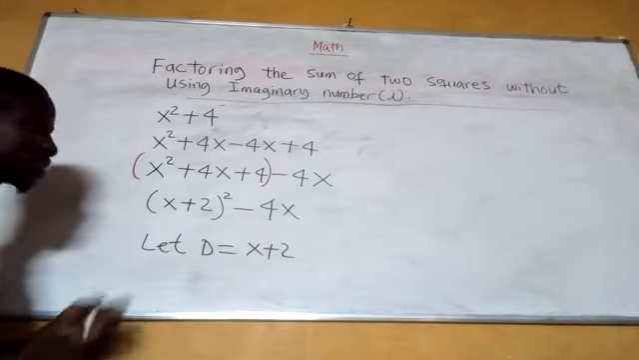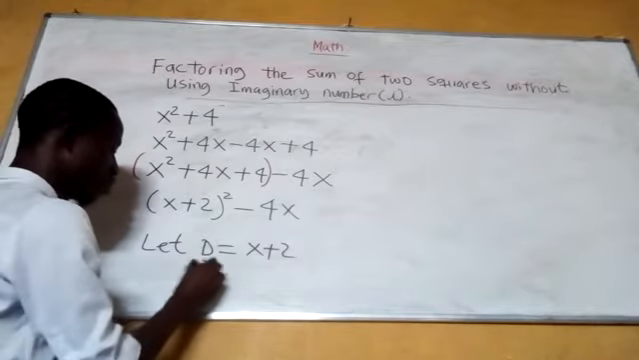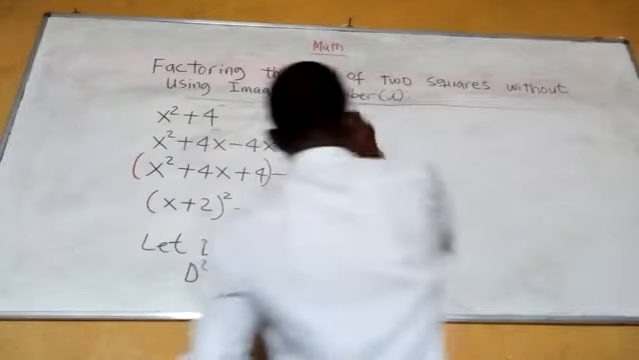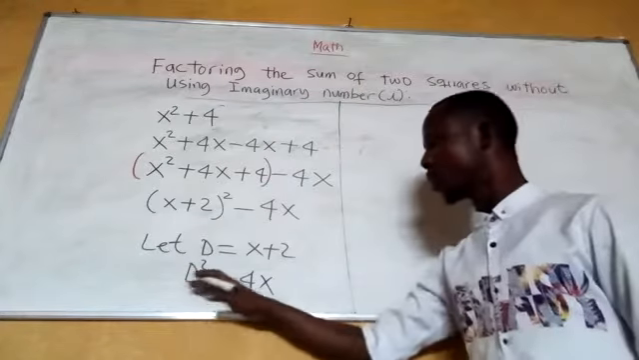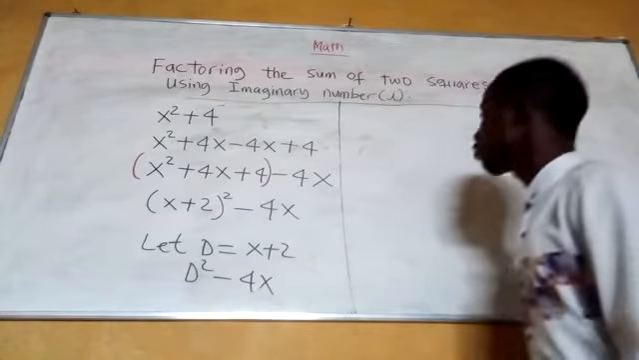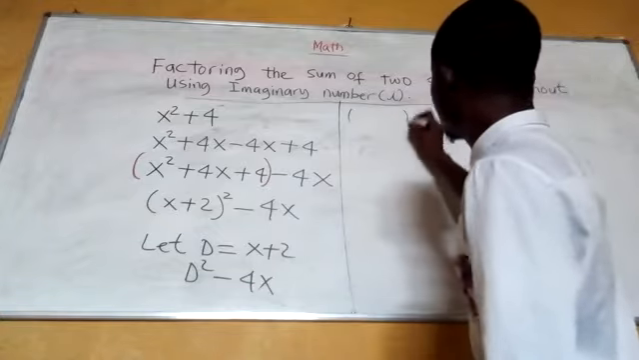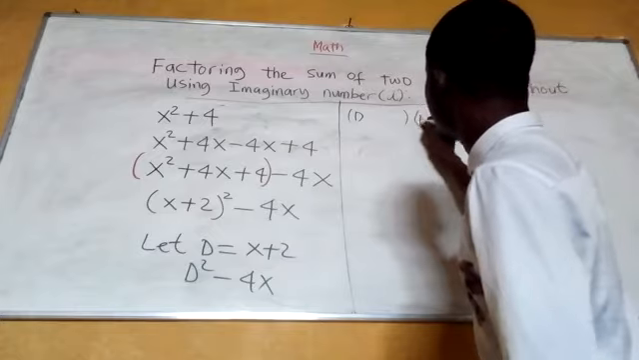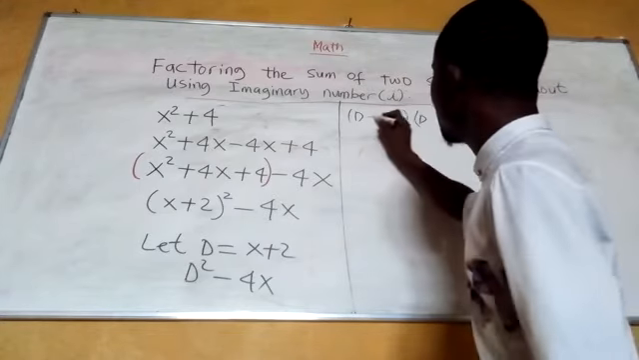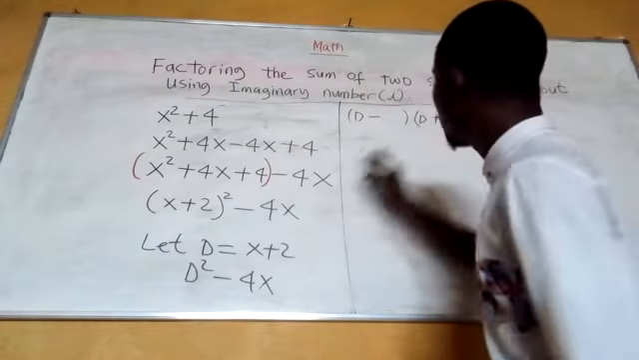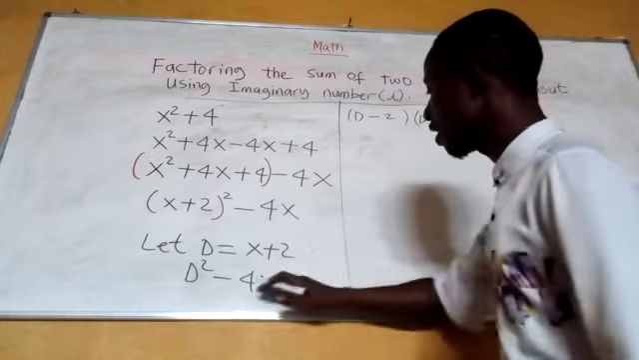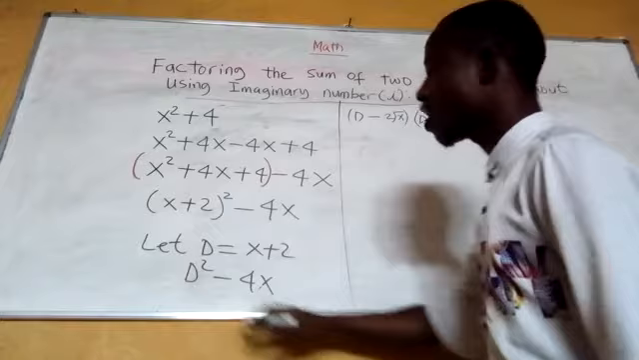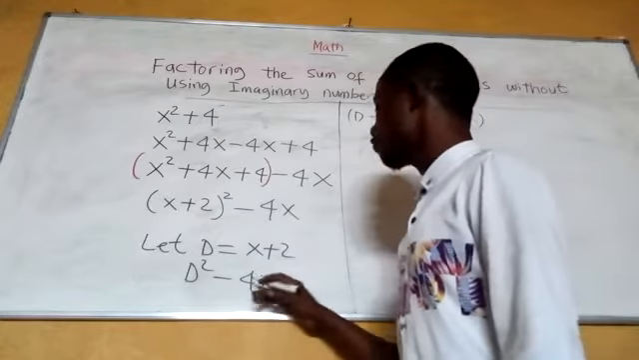So if I do this, I will have d squared minus 4x. Now, we can easily see that d squared minus 4x can be factorized. Factoring this, d squared means d times d, negative means negative times positive, 4 means 2 times 2, and x means the root of x times the root of x. So we have factorized d squared minus 4x.